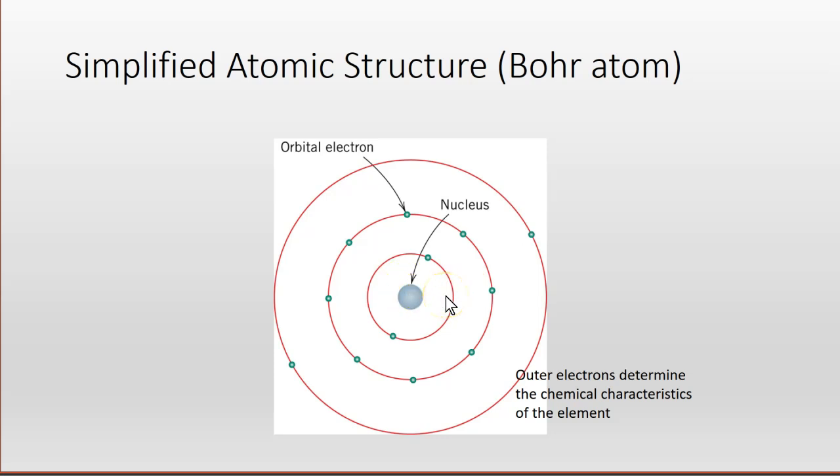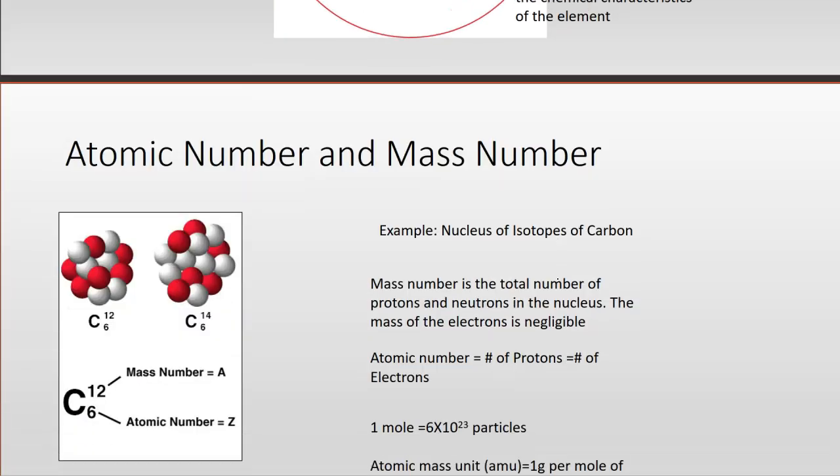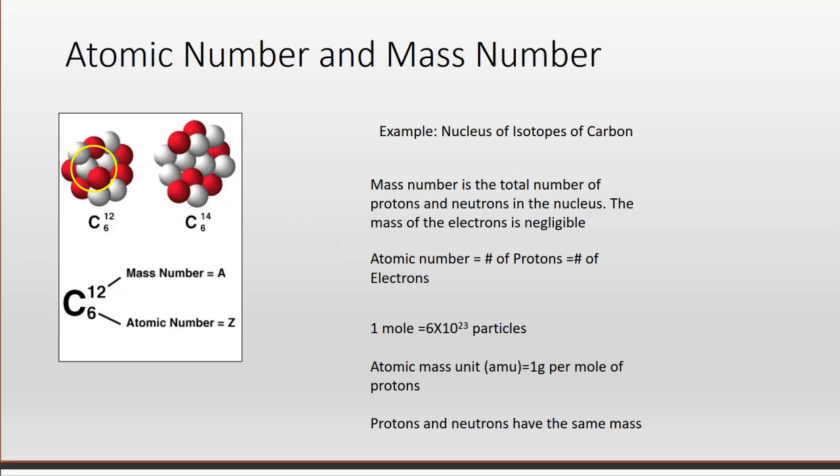The energy levels increase as we go away from the center of the atom. The outer electrons determine the chemical characteristics of the element, as it's the outer electrons that participate in bonding. Inside the nucleus, we have protons and neutrons. Neutrons have a zero charge, and only the protons have charge.